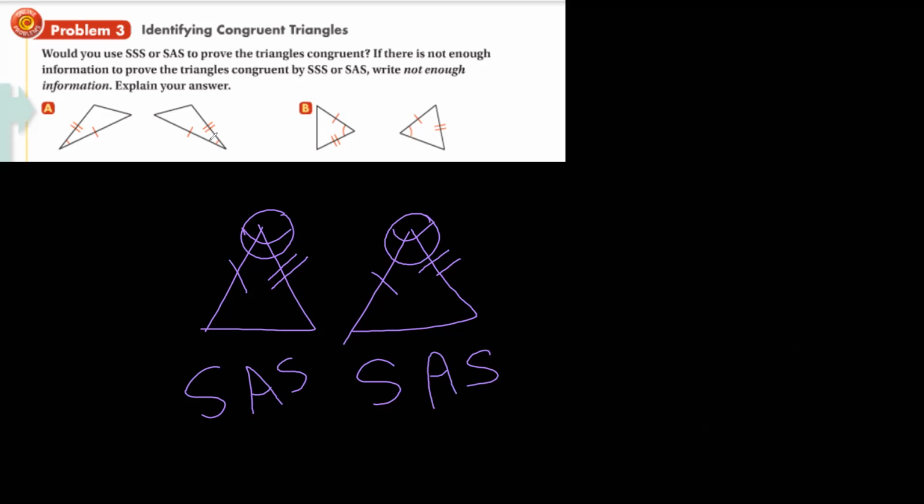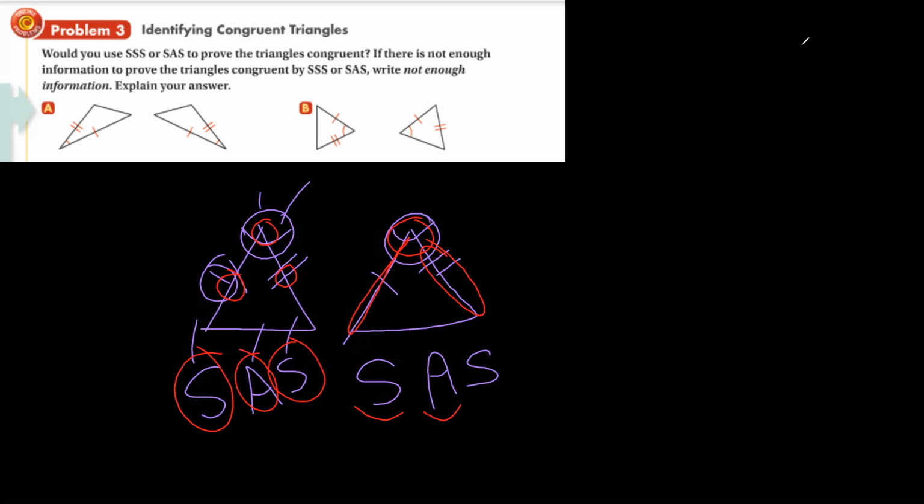Is it right? Look here: side, angle, side. Here: side, angle, side. Because of that, the information that is given is enough for me, so I will use SAS.